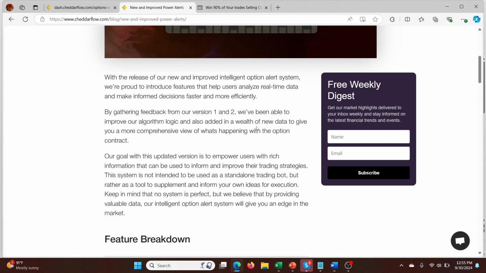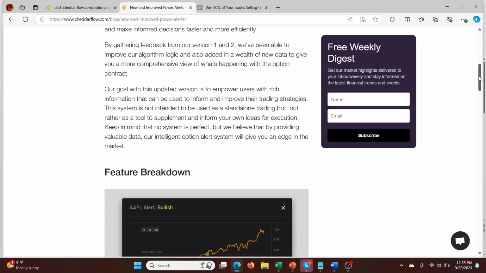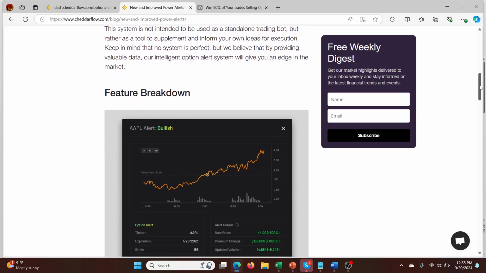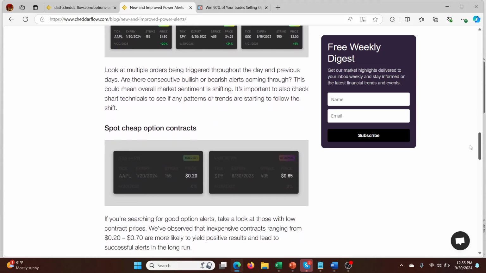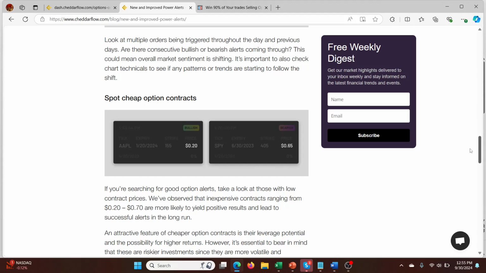It also adds a wealth of new data to give you a more comprehensive view of what's going on. It's supposed to empower users with rich information that can be used to inform and improve their trading strategies. The system is not intended to be used as a standalone trading bot. So they're saying you shouldn't really trade off these ideas alone; they should be part of your system. And that's true for dark pool alerts, options flow, and pretty much everything. You just add it into your system. This article goes on to talk a little about what the options power alerts are.